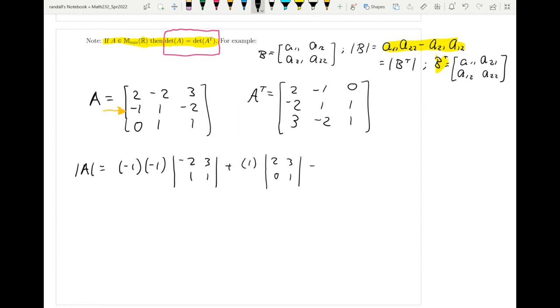And then go across to the -2 entry, which is the 2,3 entry, but now I have -1 to the power 2 plus 3, which gives me a -1. So I'm going to get a -1 factor there, times -2, and now the determinant of that submatrix is going to be 2, 0, -2, and 1. Whereas now I'm going to compute the determinant of A transpose by selecting, so this was across the second row.